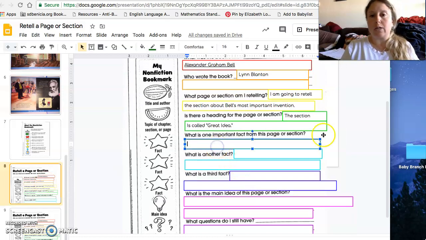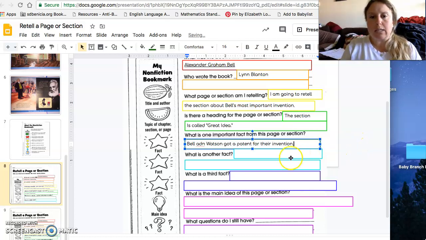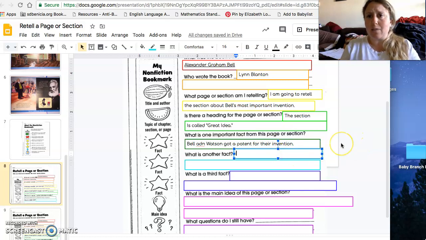They want to know what is one important fact. Well, the fact I chose was Bell and Watson got a patent for their invention. And then after I wrote that, I said, wait a second, shouldn't I identify what a patent is? And that's another excellent fact that very luckily the book gives us.